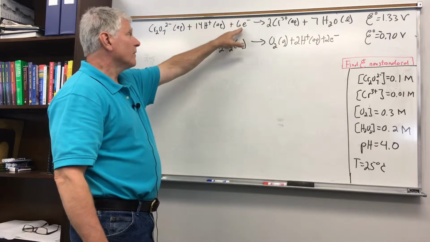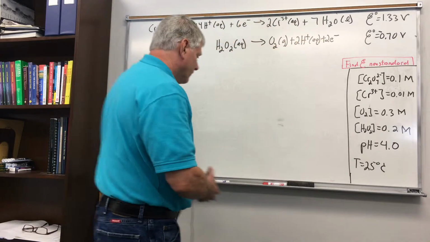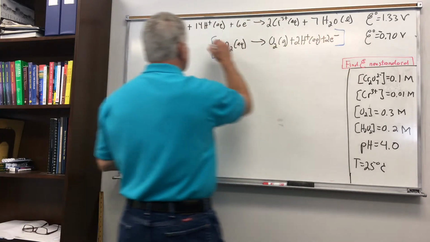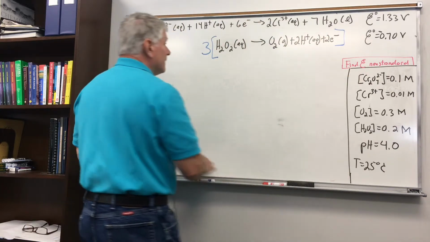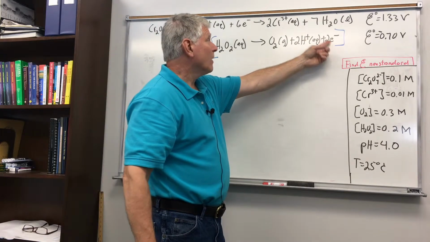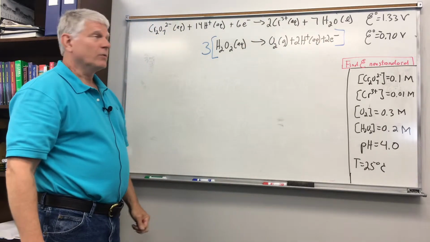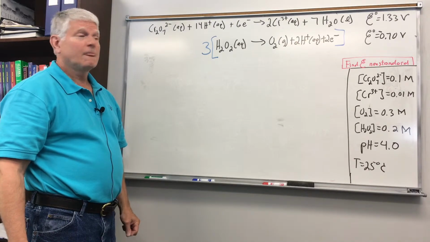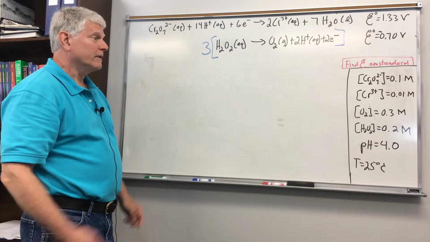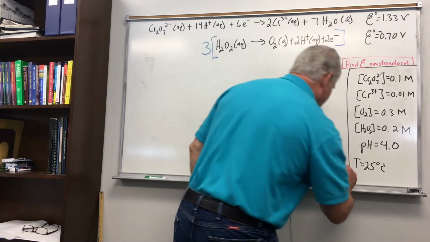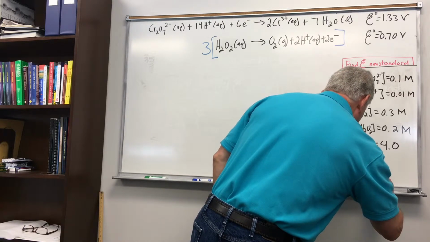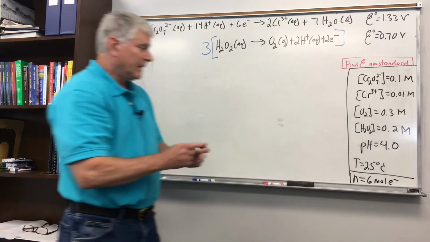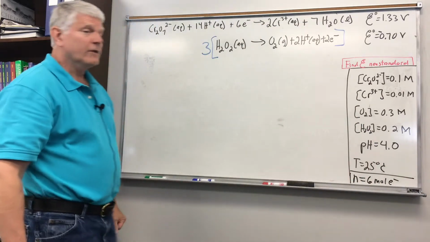So I have 6 electrons on the left, but only 2 on the right. So if I multiply the bottom reaction by 3, then I'll have 6 electrons on the right and the left, so my electrons will cancel. That's going to give me 6 total electrons in the redox reaction. So that means that N is going to be 6 moles of electrons. I'll keep that in mind when I use the Nernst equation.